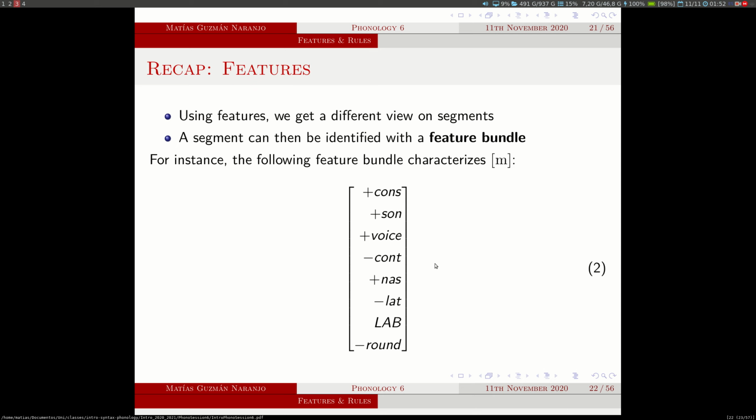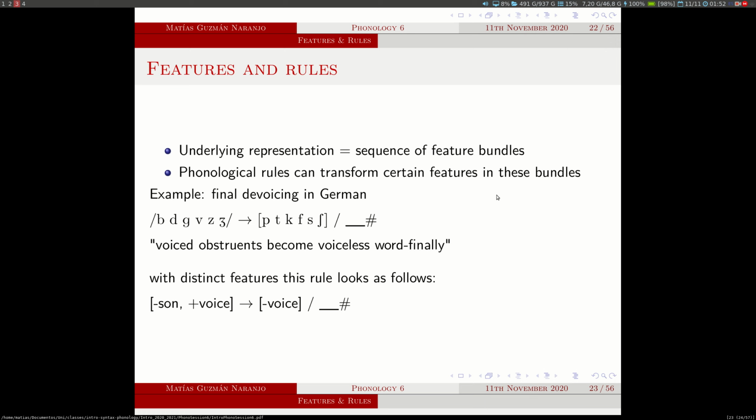Recall that we had introduced the feature bundle description of consonants, right? And this is an M in this case. Now, we can rewrite rules to use feature bundles or features themselves to represent groups of phonemes.